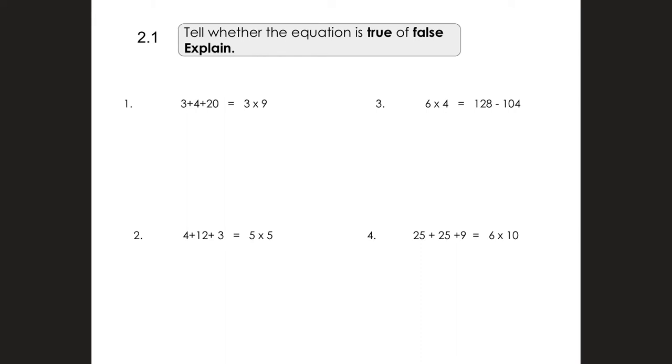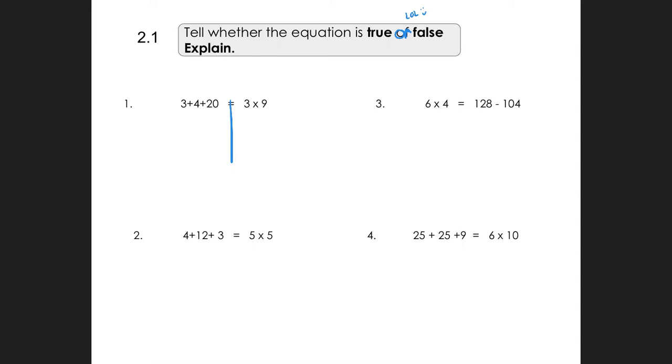Tell whether the equation is true or false. Oh no, a typo. I see I have an equal sign, and I know that on both sides of an equal sign, it needs to equal the same thing, or it has to have the same answer on both sides. If it's not the same answer, then it is false. So I need to solve both sides.